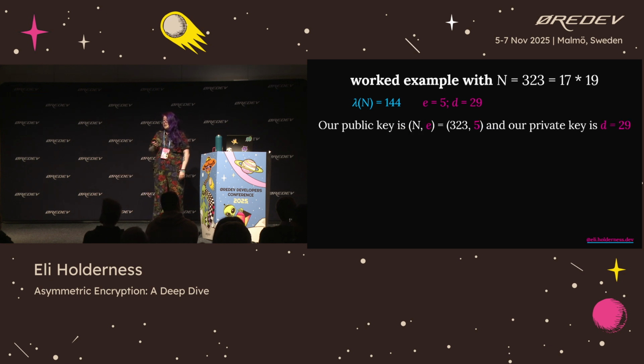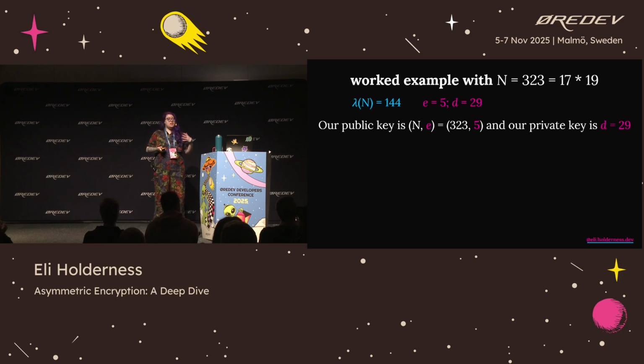And this is our public key. Sorry, that's not our public key. D is our private key. Our public key is our big number, 323, and our little number E, which is 5, which we just kind of picked. It just shares no factors. It's not special other than that. And our private key is 29.